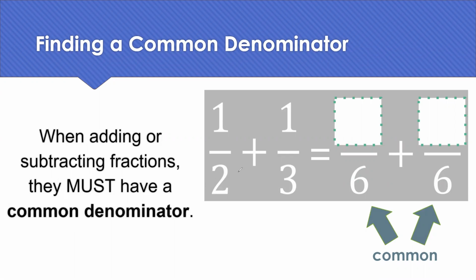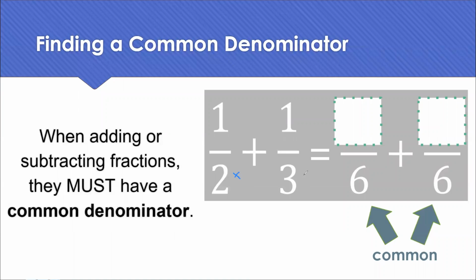And so you know that you're going to have to multiply these two numbers. We're asking ourselves, 2 times what is going to give us 6? And the answer is 3. 2 times 3 gives us 6. Whatever I do to the bottom of the fraction, I have to do to the top of the fraction. So since I multiplied the denominator by 3, I have to multiply the numerator by 3. 1 times 3 gives me a 3.